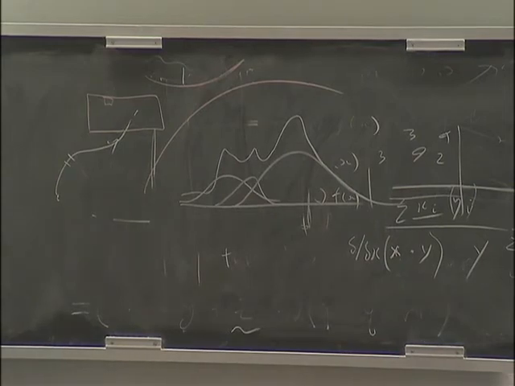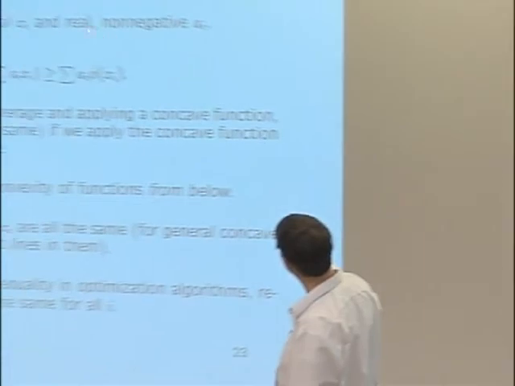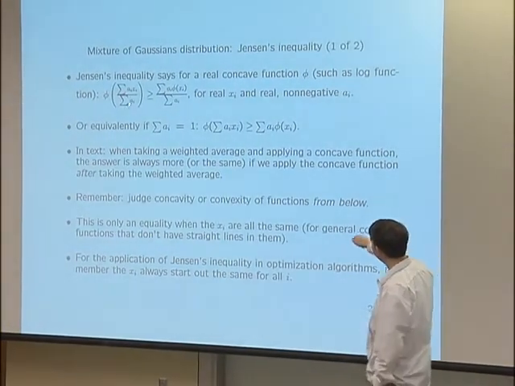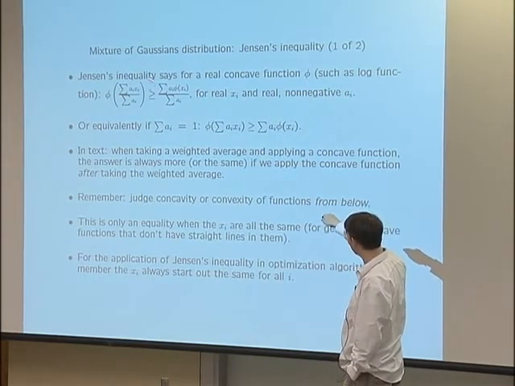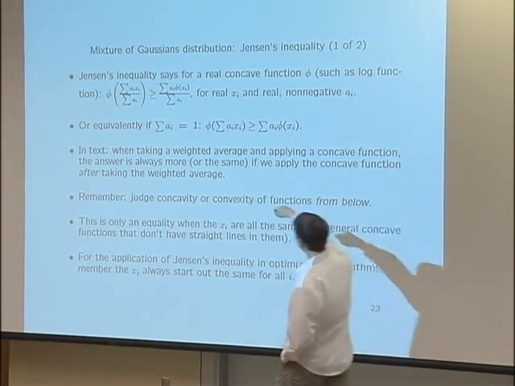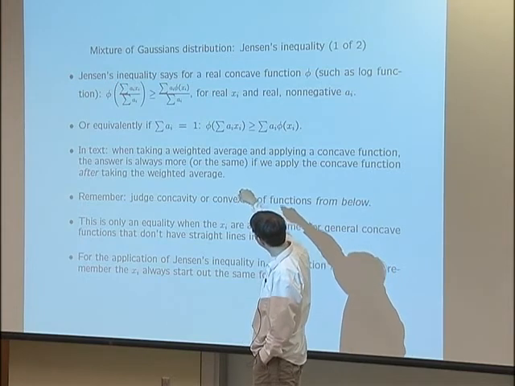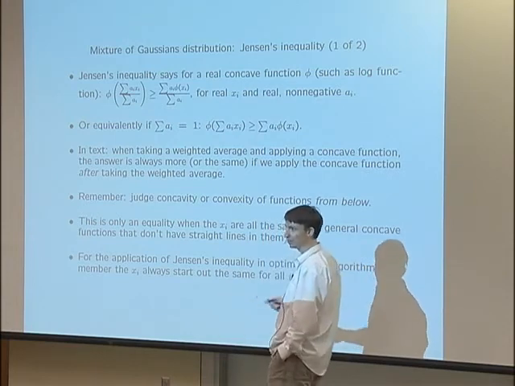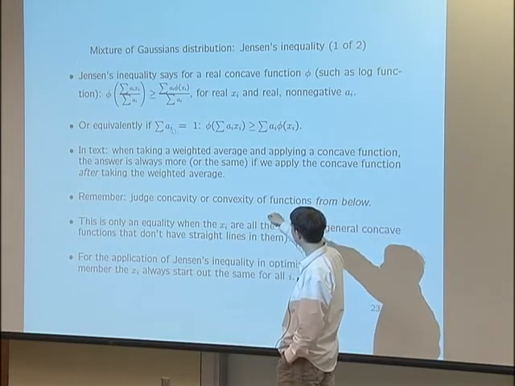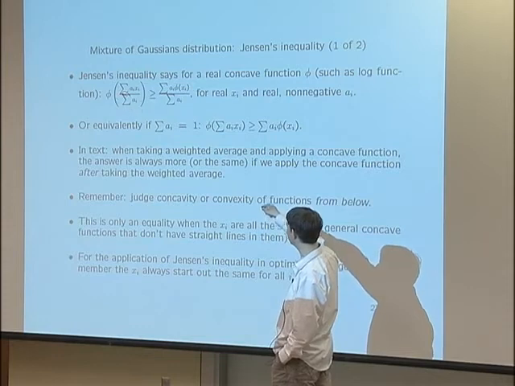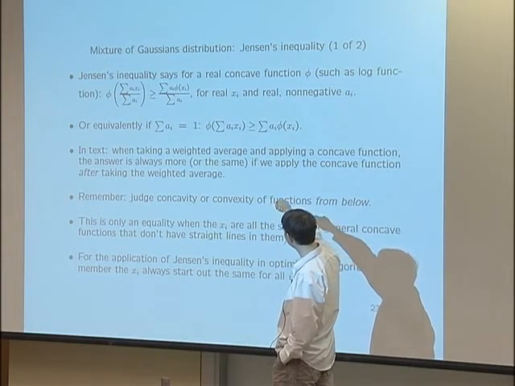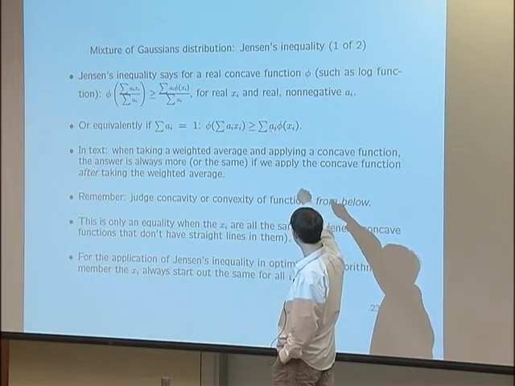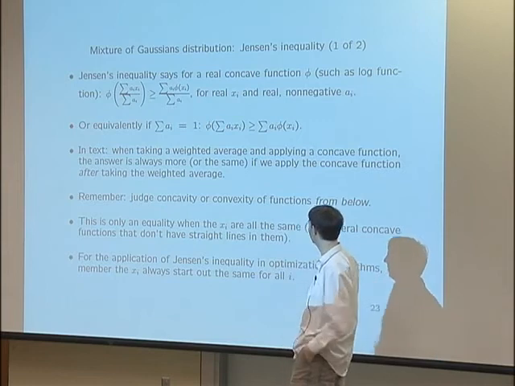It says that for a concave function phi, for real non-negative weights ai and real xi, this is always more than or equal to this. Now this is easiest to understand if we notice that this is basically the same as a kind of weighted sum. It's easiest to understand if we enforce that the sum of ai equals 1, because then this denominator disappears. So in that case, it's the same as saying phi of the sum of ai xi is more than or equal to the sum of ai phi of xi.